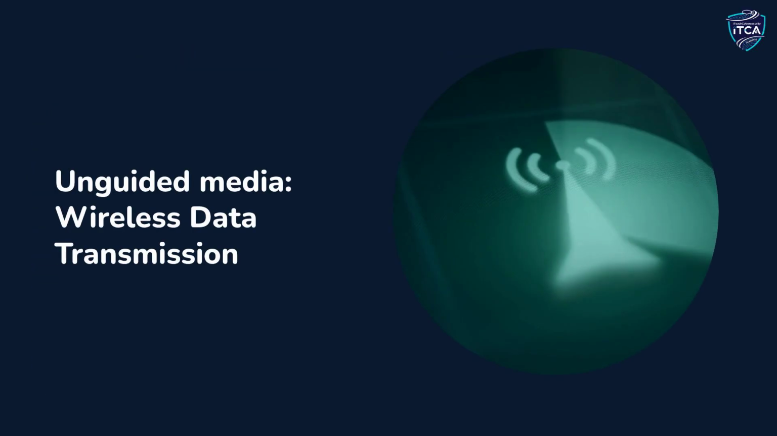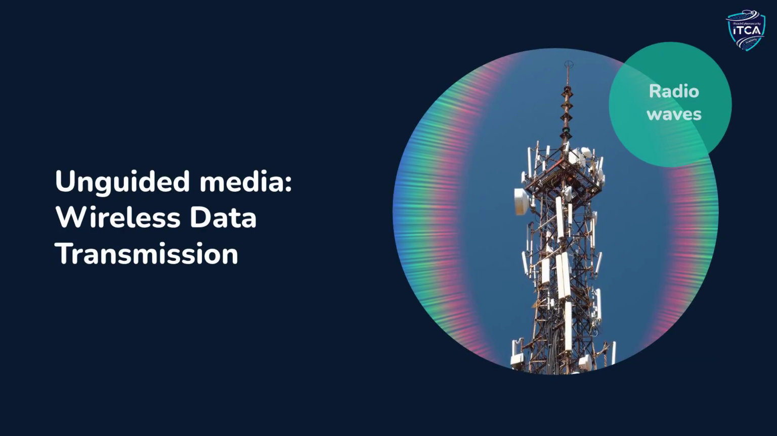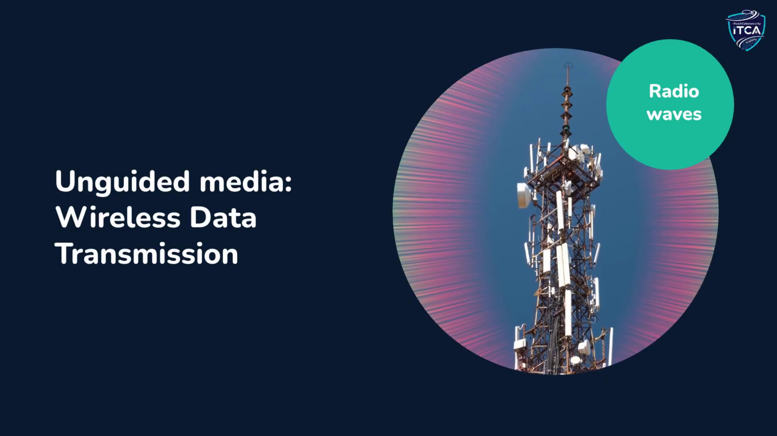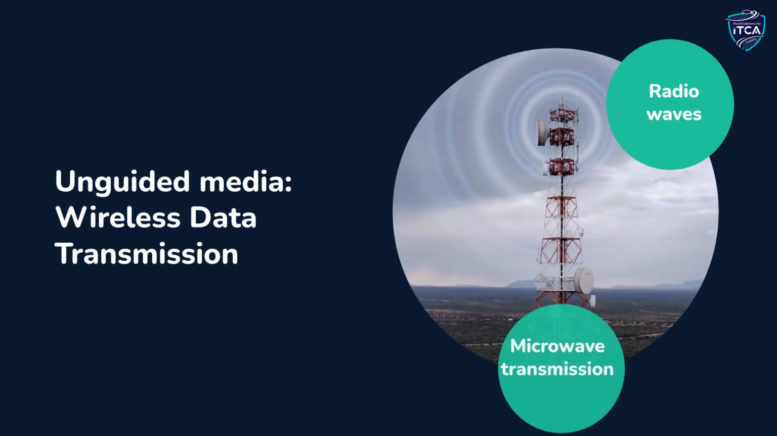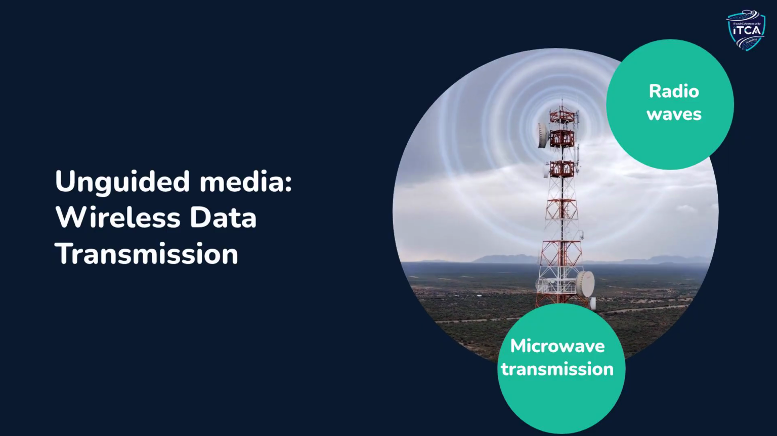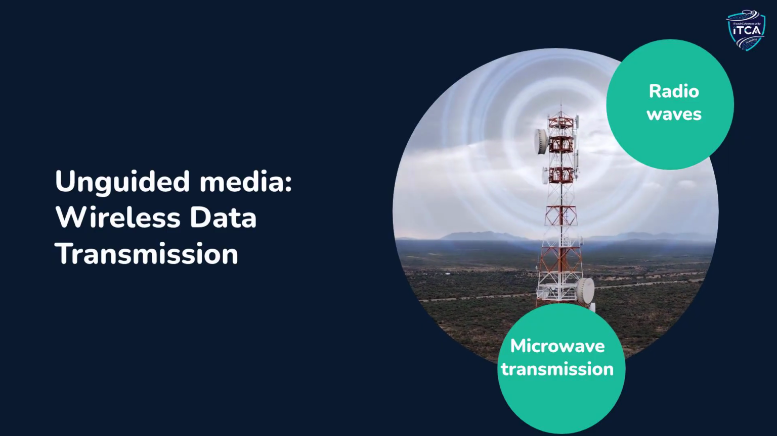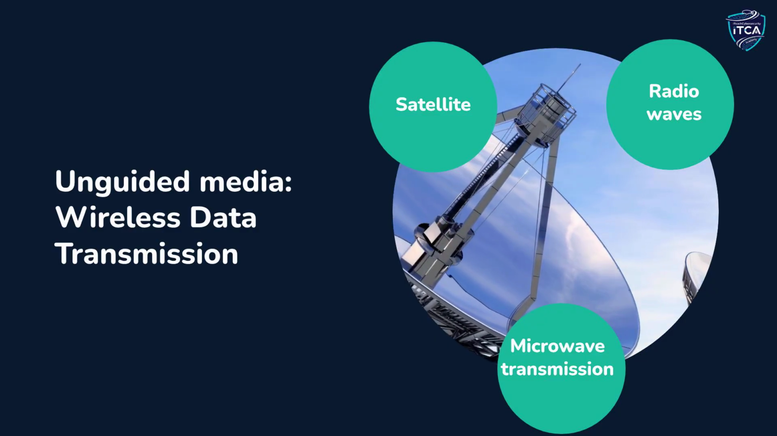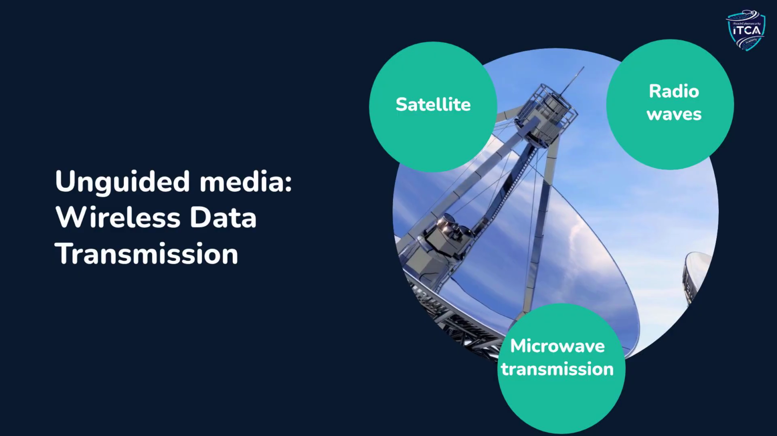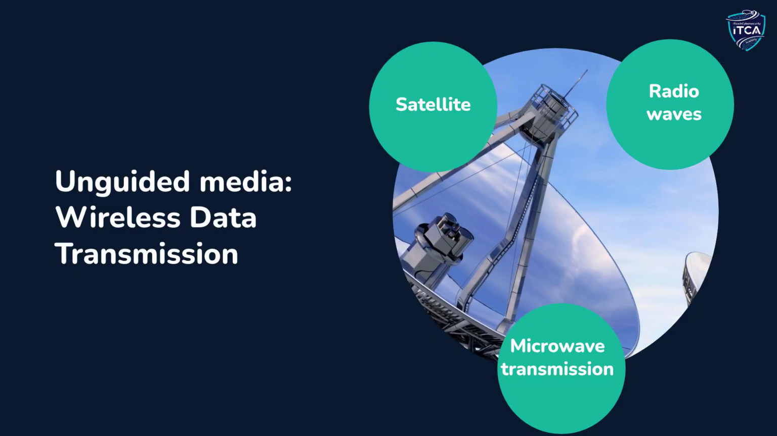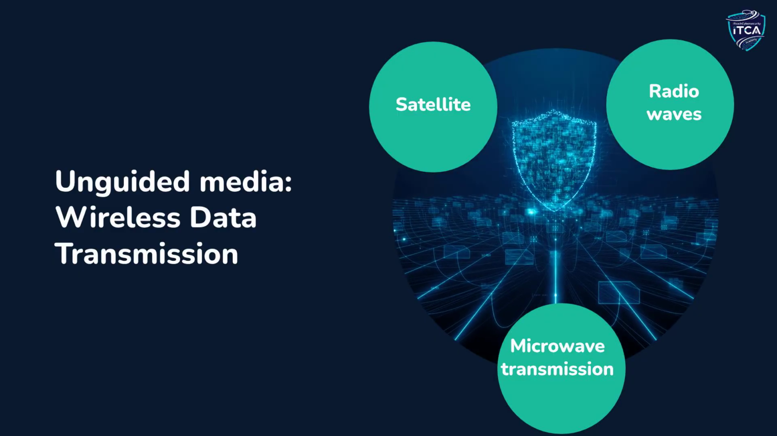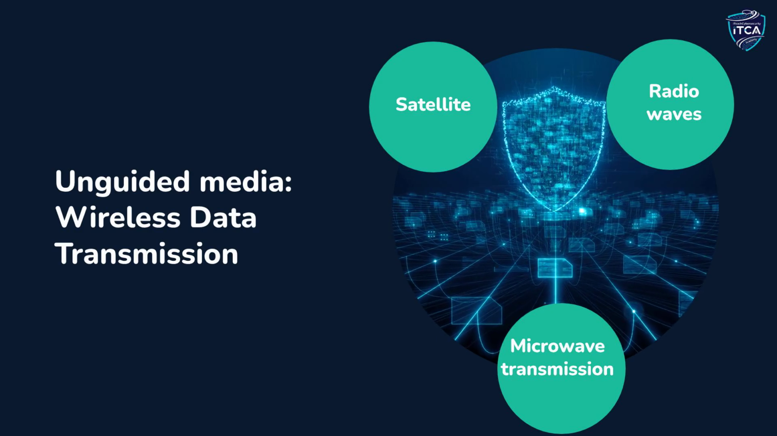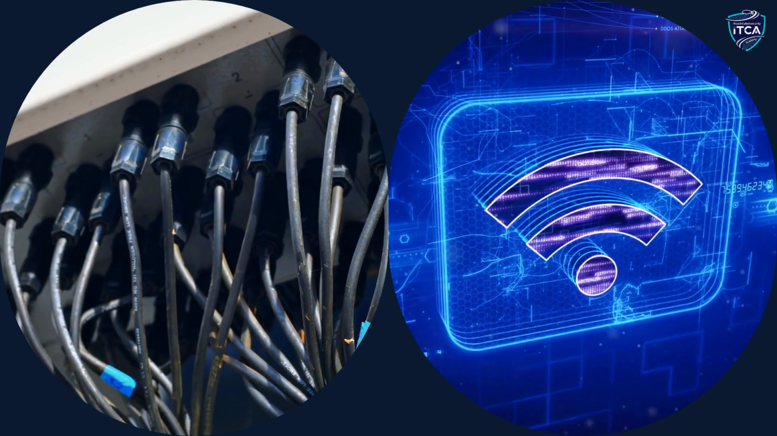Unguided media transmit data wirelessly. Radio waves used in Wi-Fi and mobile networks offer convenience, but can be intercepted if encryption is weak. Microwave transmission supports point-to-point communication, but requires strict alignment security. Satellite communication enables global connectivity, but introduces challenges such as latency, interception risks, and dependence on third-party infrastructure. Strong encryption is mandatory.